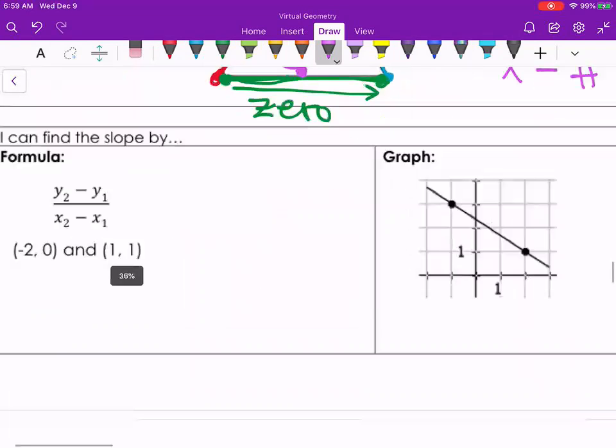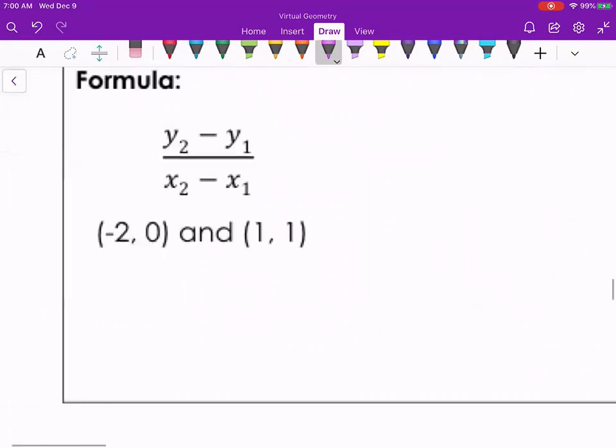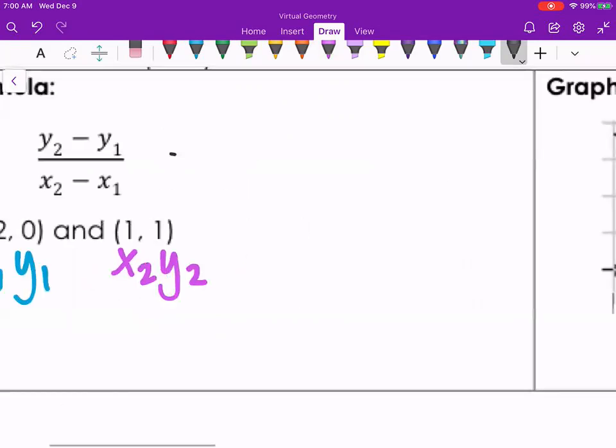So let's look at a couple of ways that we can find the physical slope when your equations are actually on the grid. So one way you can find it, if they just give you 2 points, is to use your slope formula. That is the y2 minus y1 over x2 minus x1. So we label our 2 points, x1 and y1, and x2 and y2. And then we're going to plug them into this formula. So y2 minus y1, x2 minus x1.